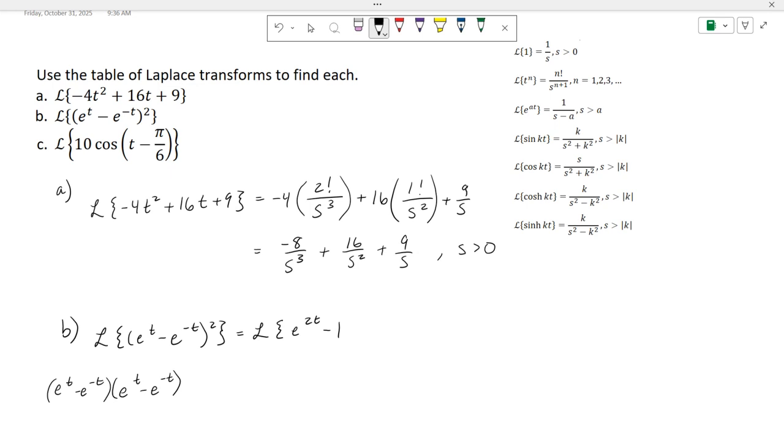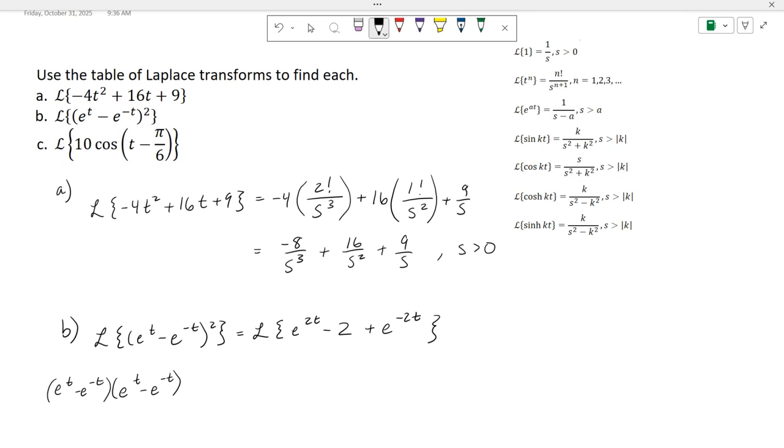And then I get another one, negative e to the negative t times e to the t. So actually, I'm just going to combine those to get minus 2. And then the last one is negative e to the negative t times negative e to the negative t, which is going to be positive e to the negative 2t.